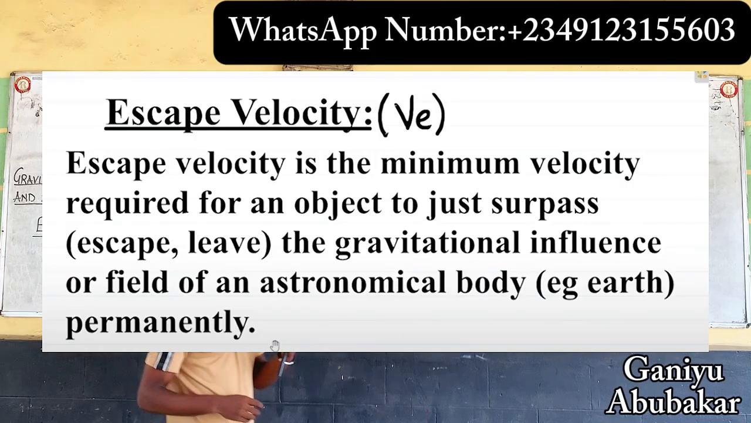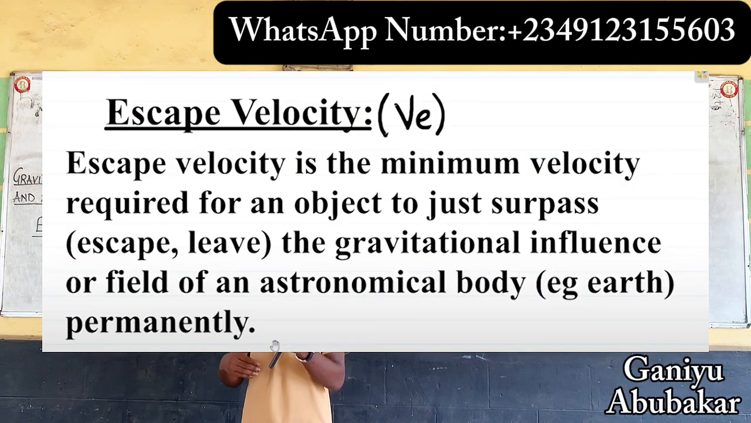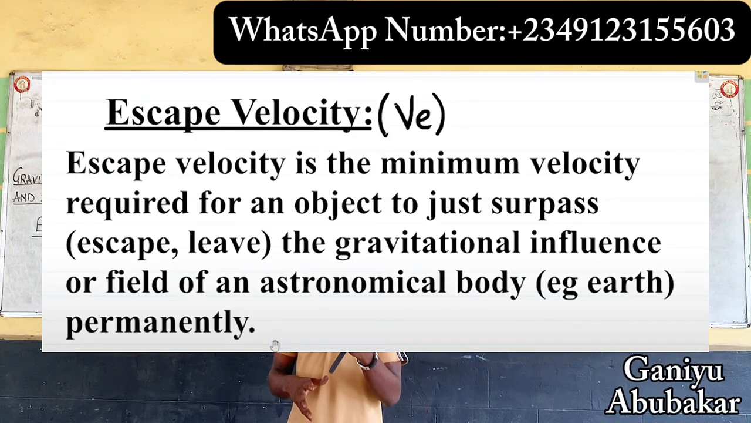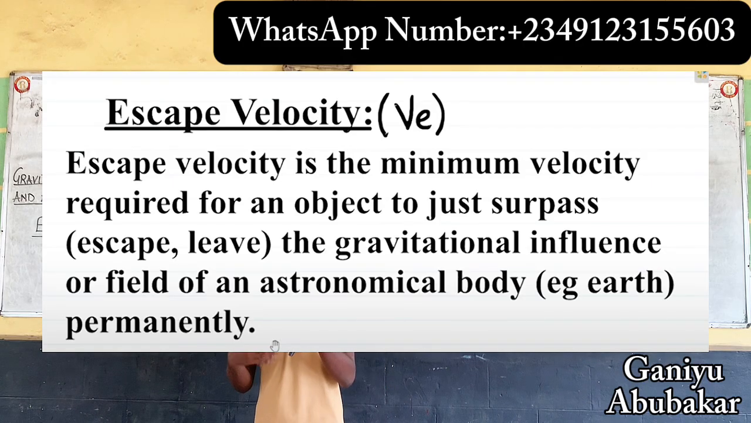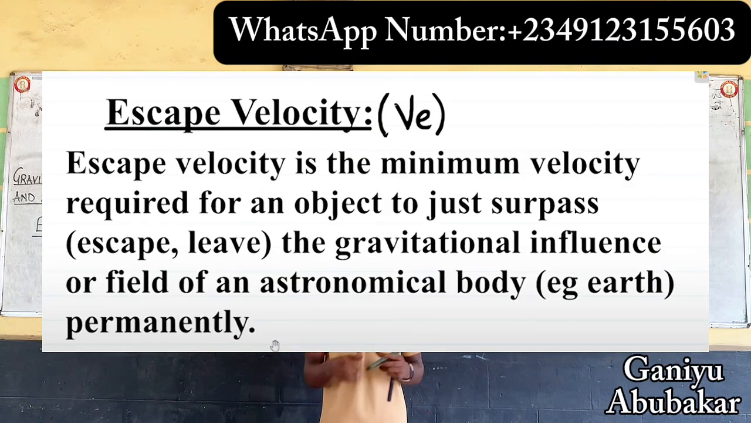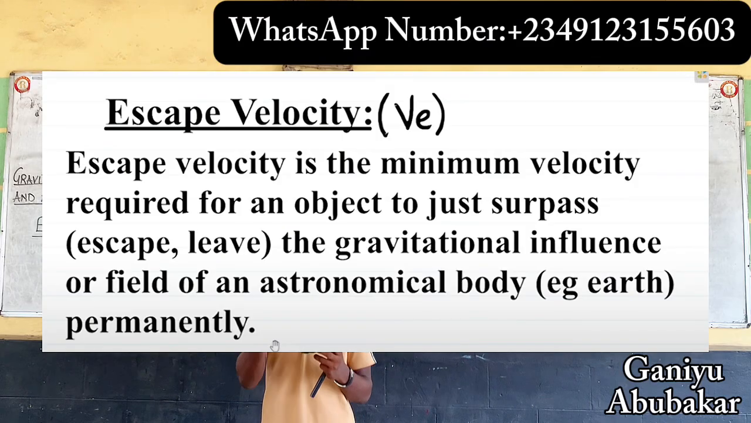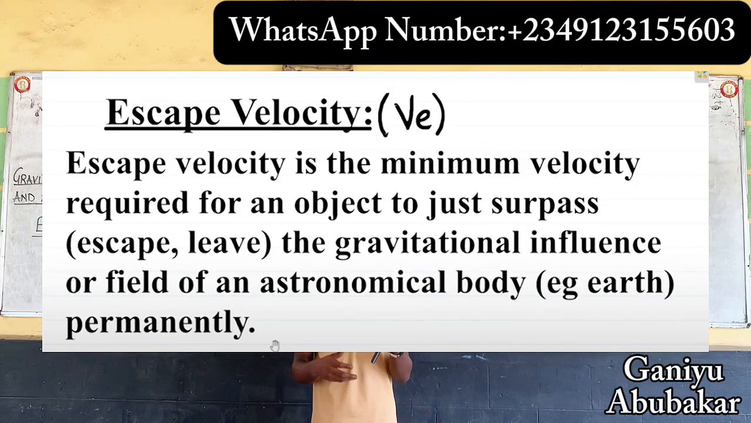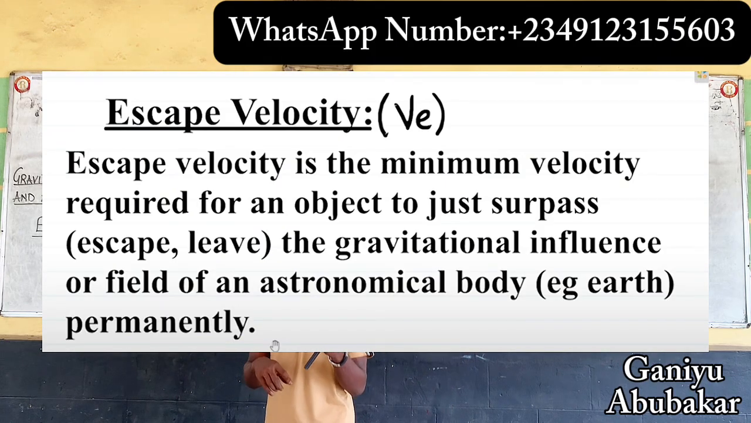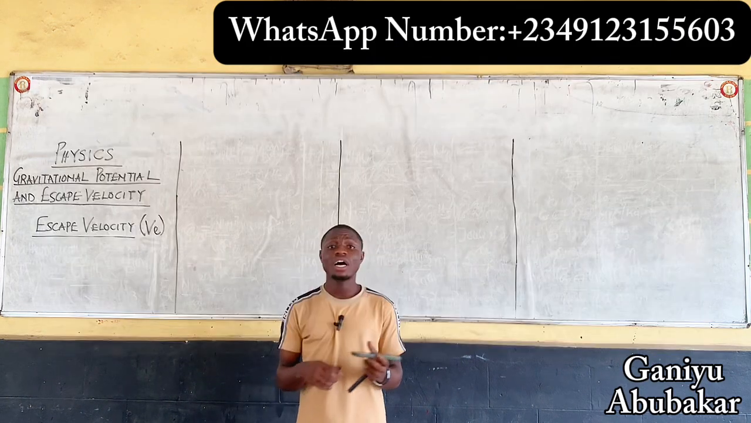By definition, escape velocity is the minimum velocity required for an object to just surpass (escape or leave) the gravitational influence or field of an astronomical body, that is Earth, permanently. So that's basically the definition: the ability of a body to surpass or escape the gravitational influence of an astronomical body permanently is said to be an escape velocity.